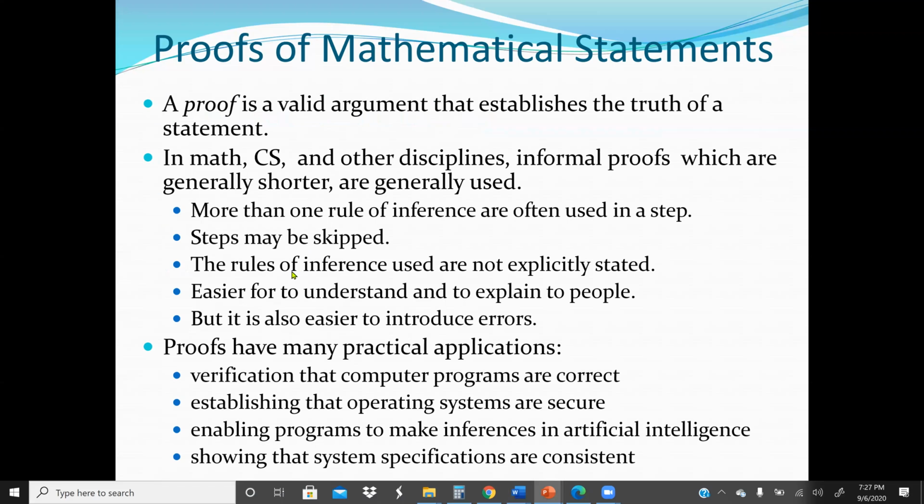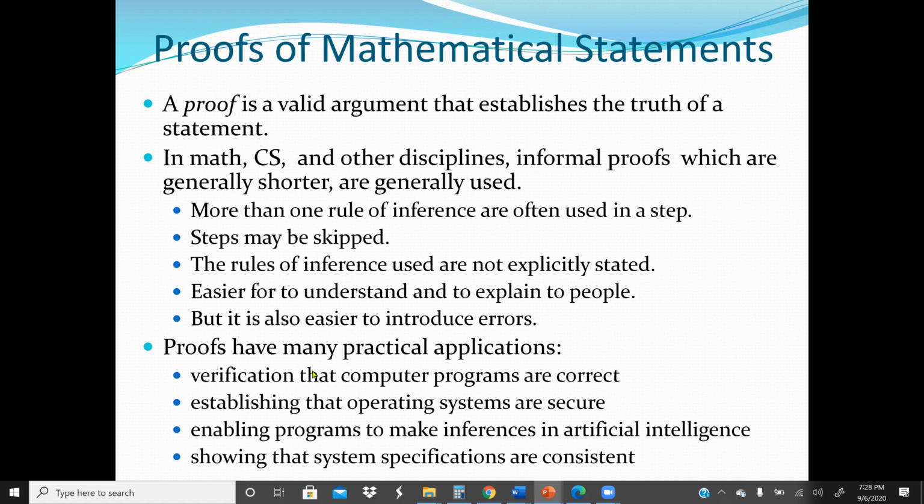So we start with the definition of a proof. Here we say a proof is a valid argument. Again, a proof is a valid argument that establishes the truth of a statement. In mathematics or computer science, or even any other discipline, informal proofs, which are generally shorter, are generally used. Informal proofs can have more than one rule of inference used in a step. The steps can be skipped. Also, the rules of inference used are not explicitly stated. So it's easier to understand and to explain to people, but at the same time, it's also easier to introduce errors.